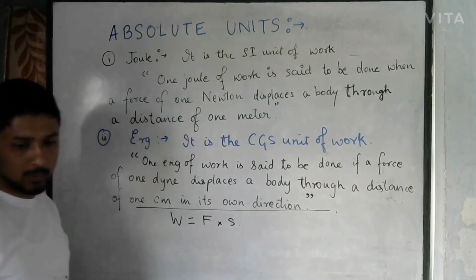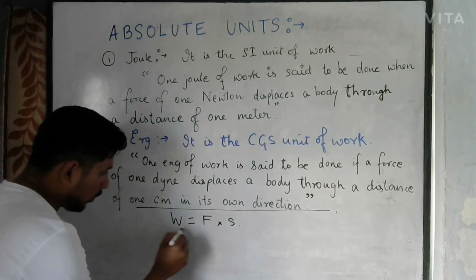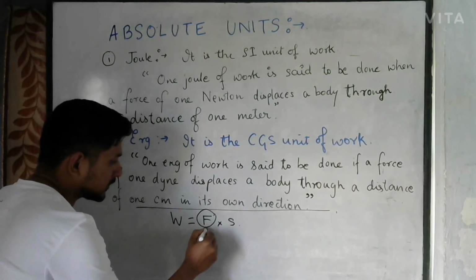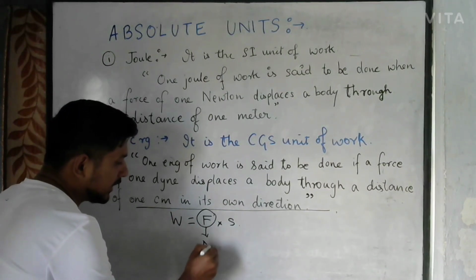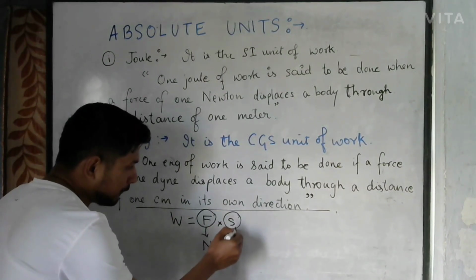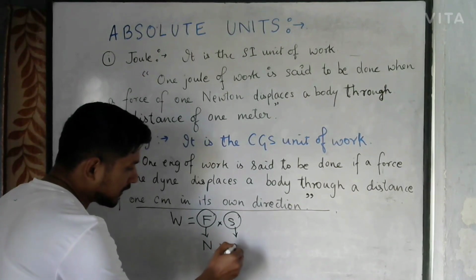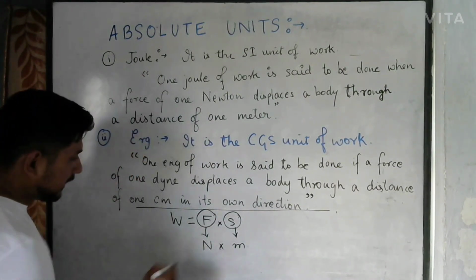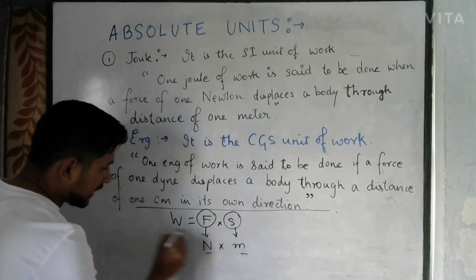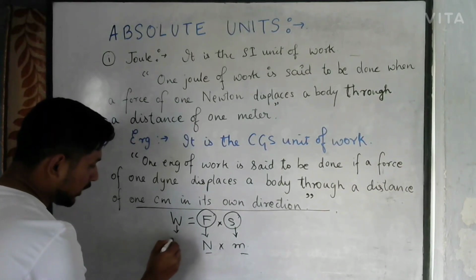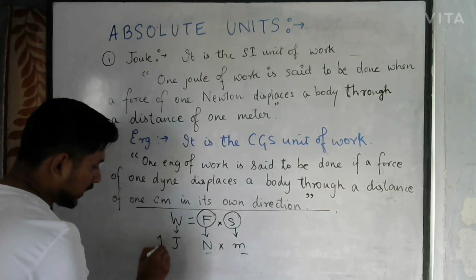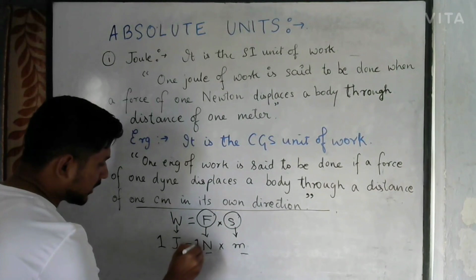No problem with this. Now, what is the SI unit of force? The SI unit of force is Newton. And what is the SI unit of distance? The SI unit of distance is meter, right? If it is Newton and meter, then the SI unit of work comes as Joule. That means 1 Joule of work means 1 Newton into 1 meter, right?